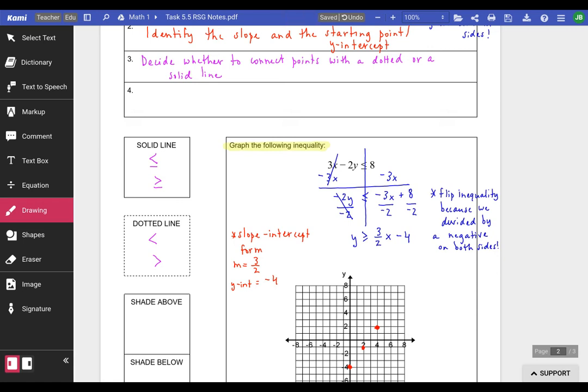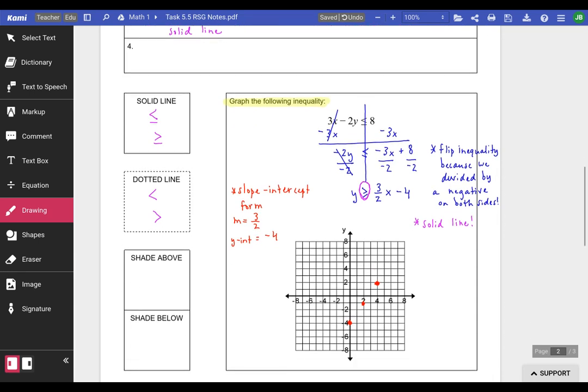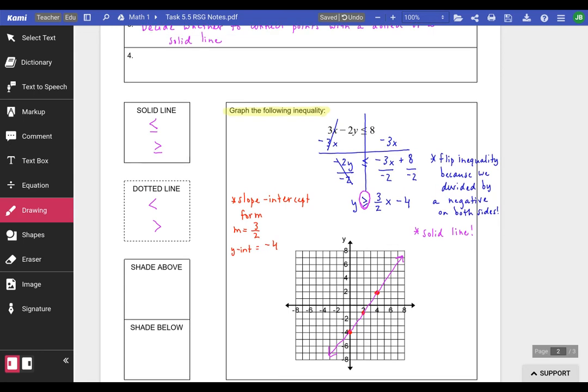So in our case, our symbol here is greater than or equal to. That means we are going to use a solid line to connect our points. So I'm going to go ahead and do that. All right, I've got a solid line. And now we've got one step left. What we're really looking for is not the points that are solutions to just this equation, but any point that actually is greater than or equal to this.